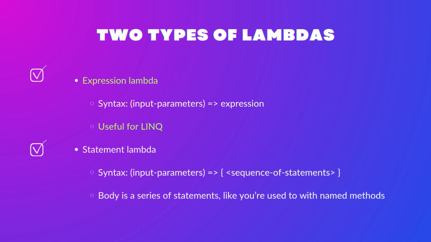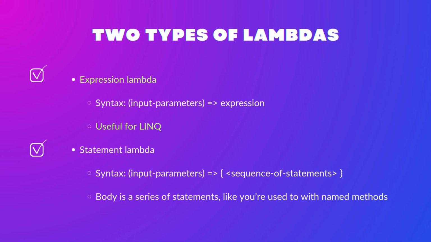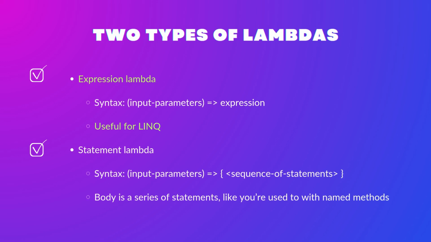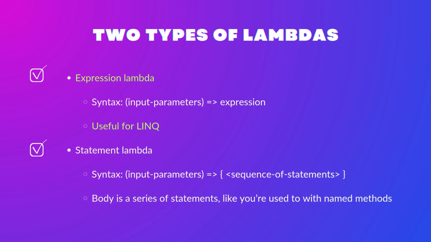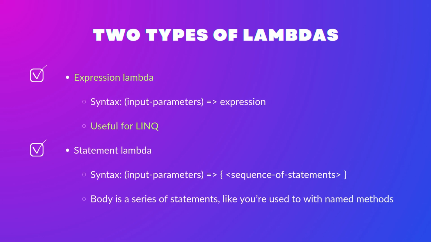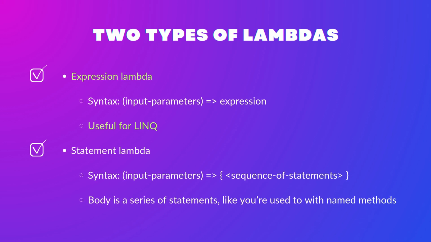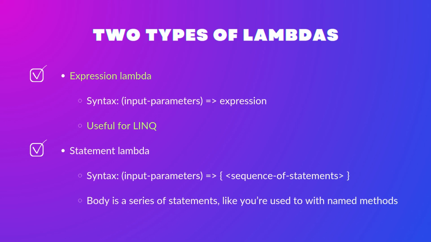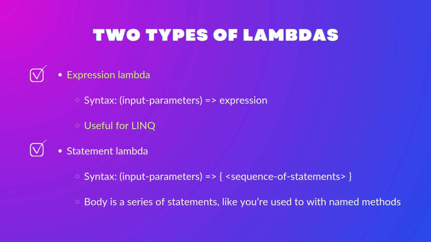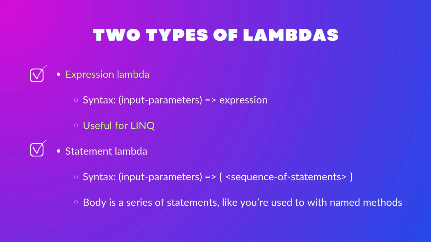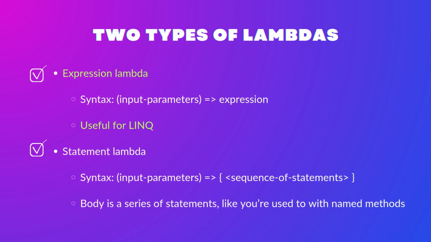There are two classifications of lambdas. We have this idea of an expression lambda versus a statement lambda. And I showed you the syntax for the two here. Hopefully you can see the subtle difference is in the body, or on the right side of the lambda operator. We see for the expression lambda, you get a single expression for the body, whereas in a statement lambda, it's more like those methods that you know where you write a series of statements ending in a semicolon like you normally do. Because expression lambdas are useful for LINQ, that's what we're going to be dealing with in this course. But I just want you to be aware that there's another type.